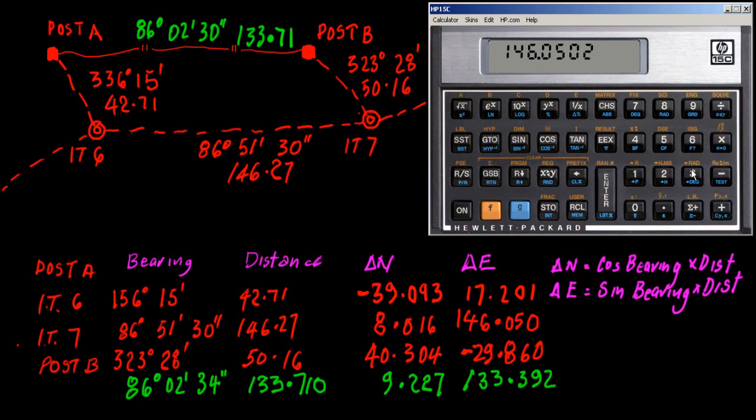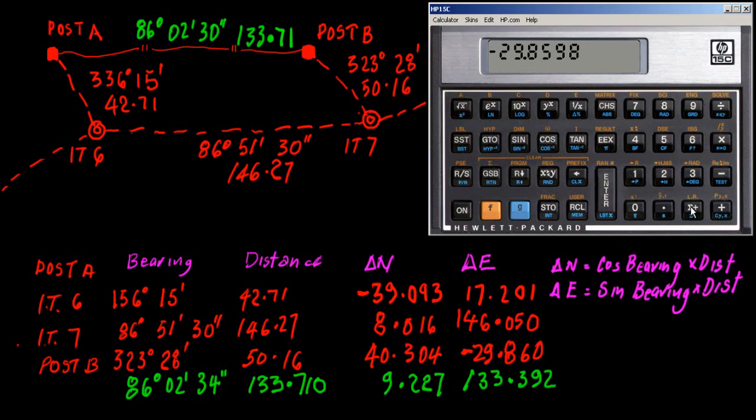And finally to the next one, 323.28 to degrees and decimals, 50.16 to rectangular, 40.304. I've written that one down correctly. Push the sigma plus key, which accumulates the x's and y's. XY, 29.860. That's all good to go.